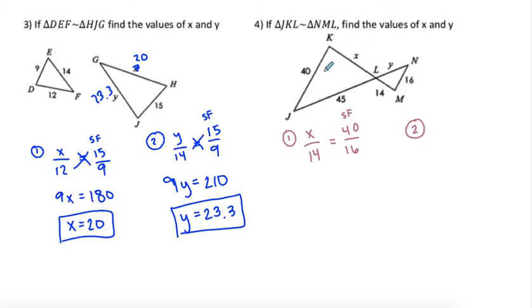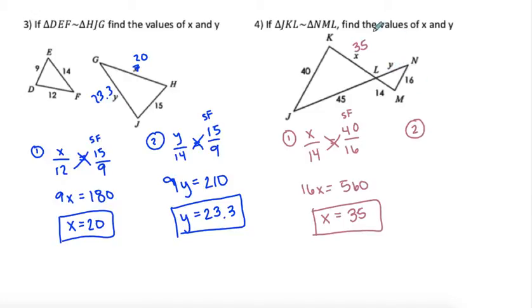And again, notice that I'm going from this triangle to this triangle, so I'm keeping the same triangle on top. And then I can cross multiply. 16x equals 40 times 14, and I get 560. Divide both sides by 16, and x has to be 35. All right, so this one, we found x. So we found all the missing pieces on this triangle.